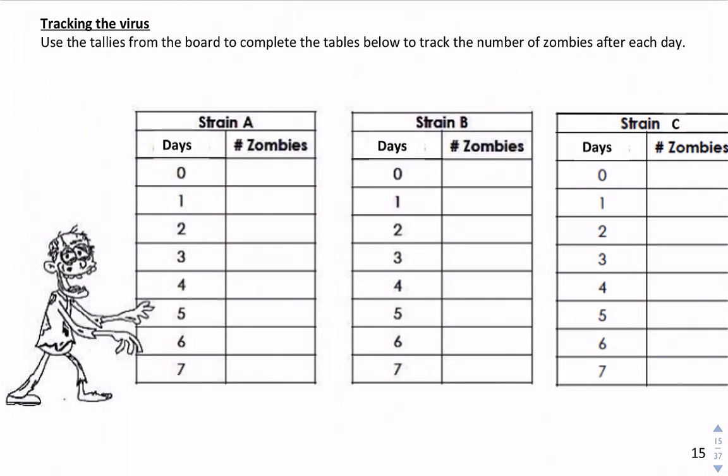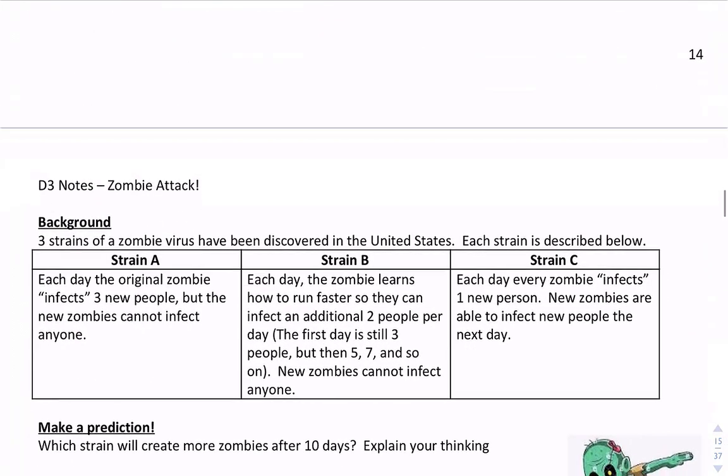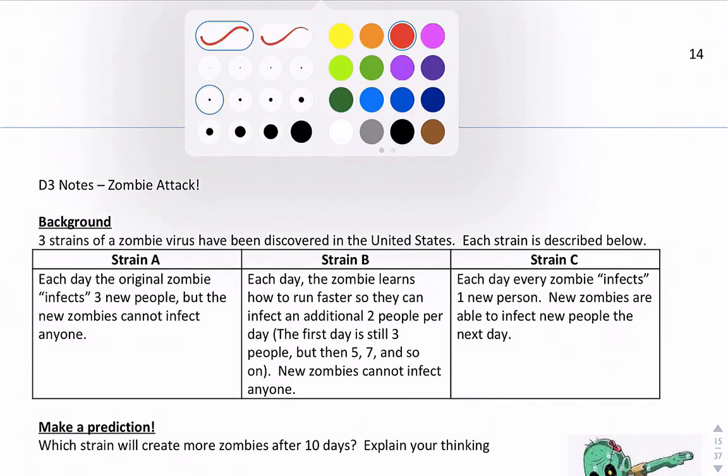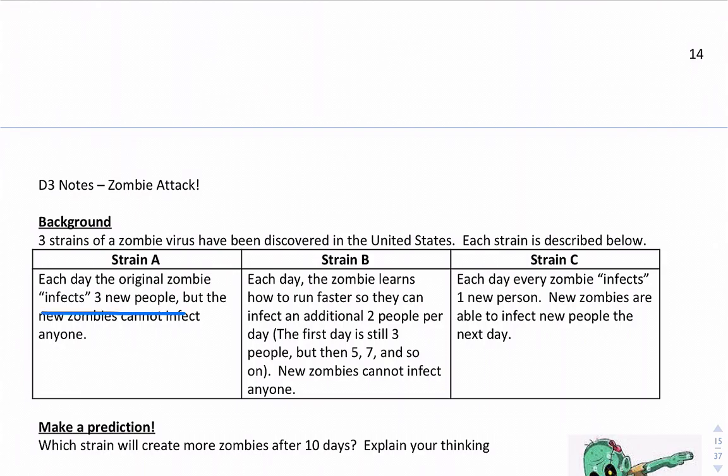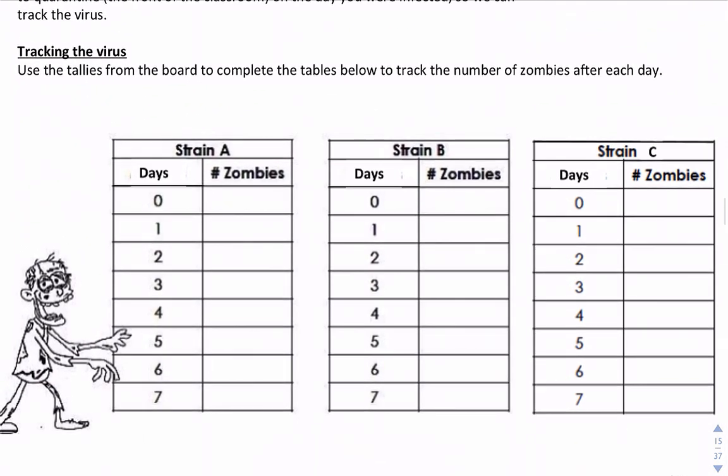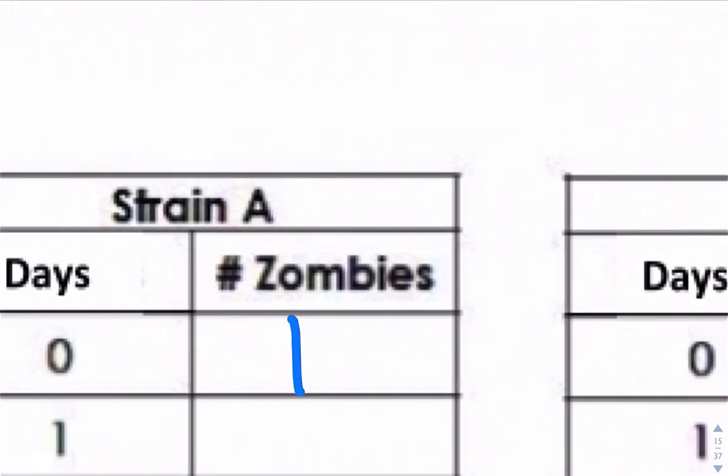All right, so strain A, and just to remind you, strain A, there's 1 zombie. He infects 3 new people a day. Okay, so on day 0, there's the 1 zombie, and he's going to infect 3 people on day 1. So this will be the total number of zombies here. This will be number of total zombies.